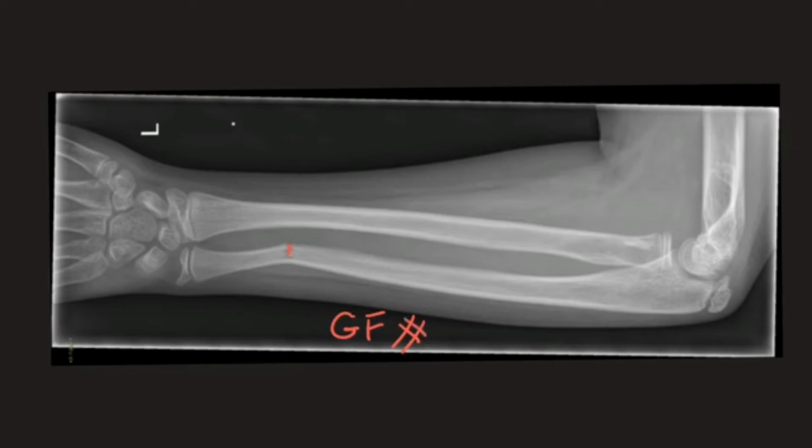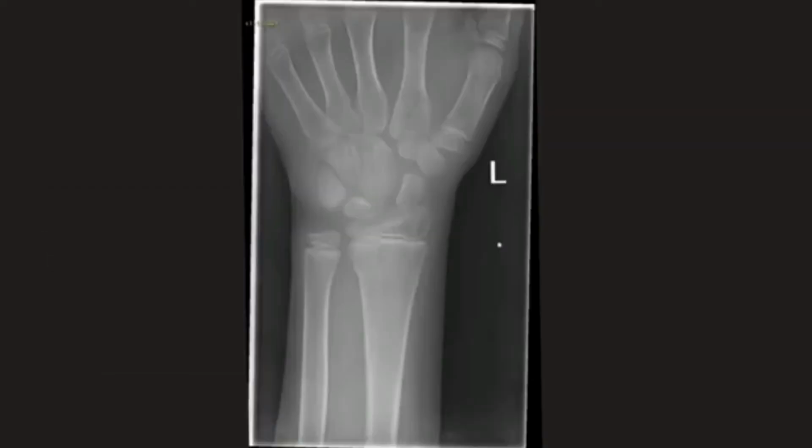Second case, on this wrist X-ray, you can see that the distal radius looks abnormal. There are subtle irregularities in the cortex, and this is due to an axial loading injury in keeping with a Torus or a buckle fracture.